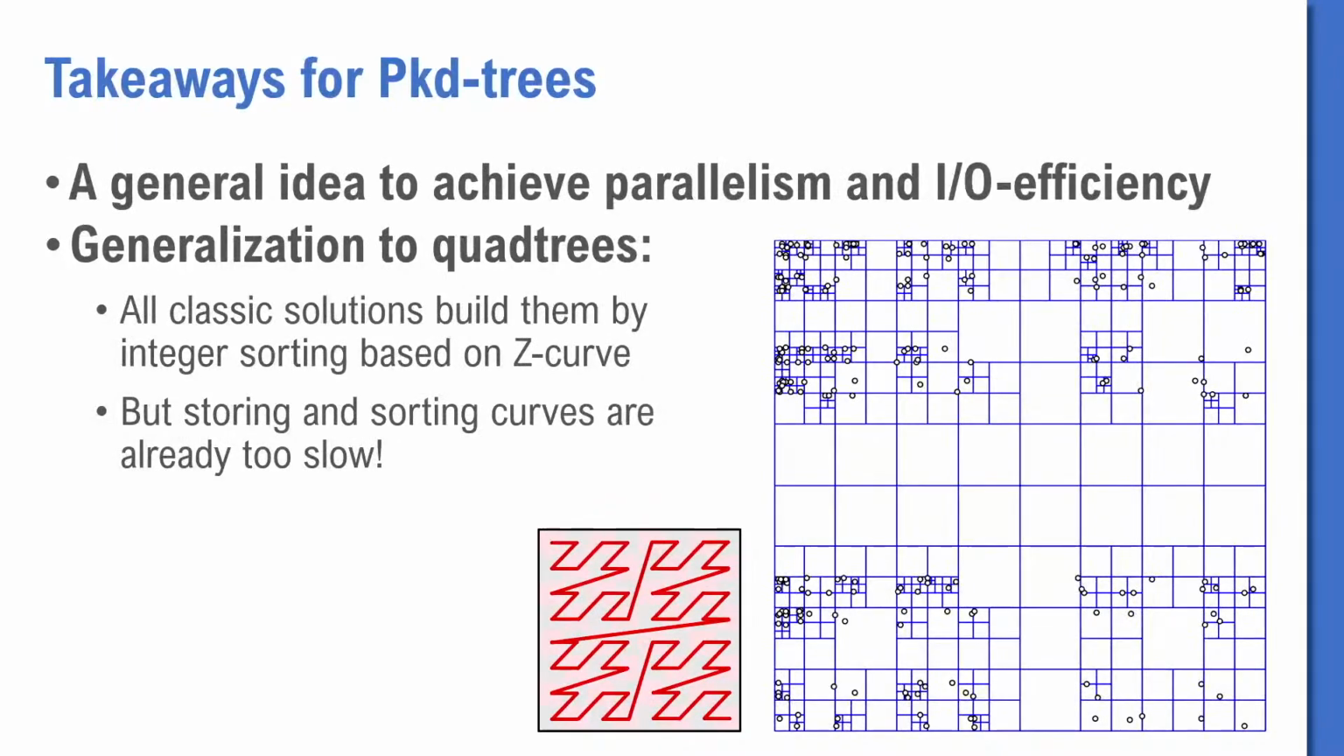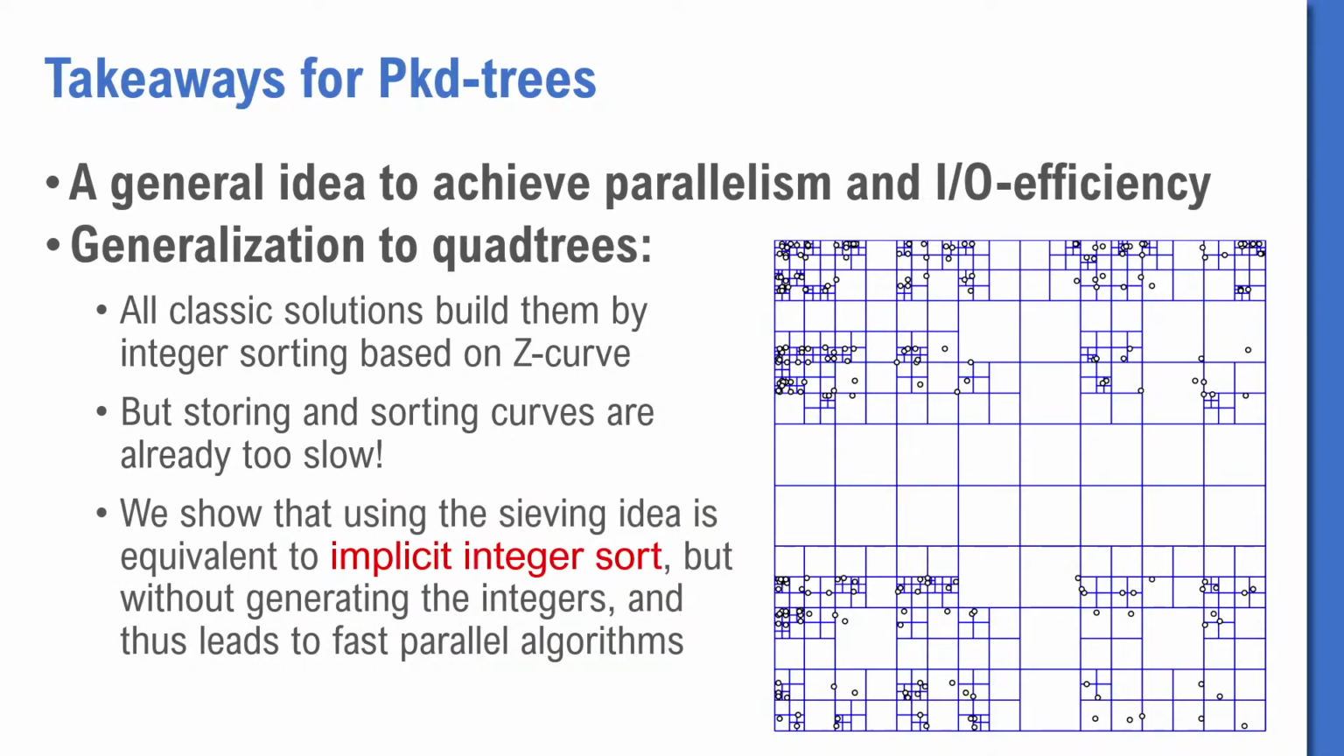So we thought about it for a few months, and we realized that we don't have to do this. So we can just use the sieving idea so that here the partition is easy. You just sieve the points into these lambda levels at the same time. Okay, we can show that this is exactly the same thing as integer sort. So integer sort, you have the bins, you put the things down, and then we call this implicit integer sort. So the computation is the same as integer sort, but we don't generate the integers, so we save the overhead of generating them, computing them, and getting rid of them later.